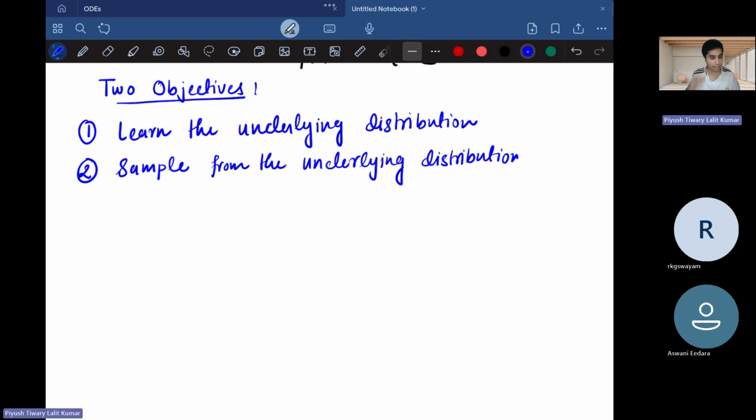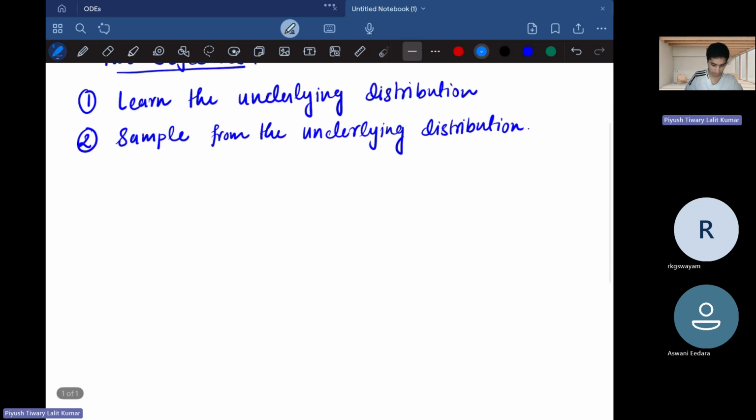Probabilistic graphical models will give us a very formal framework to work with generative models, latent variable models, and so on, which will help us essentially in our objective. So let's get started with PGMs.